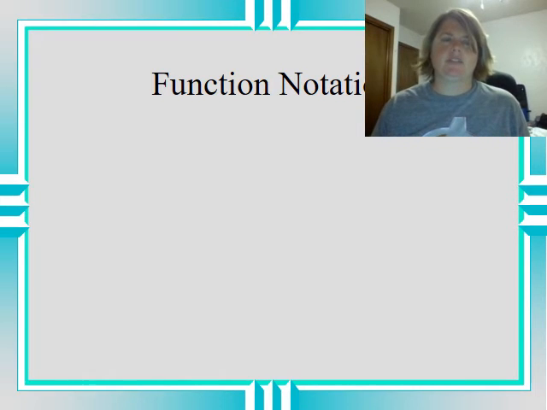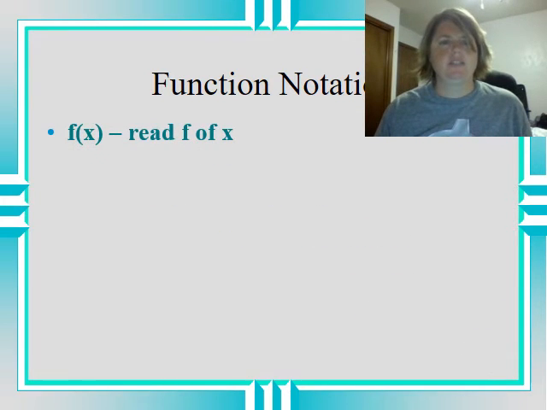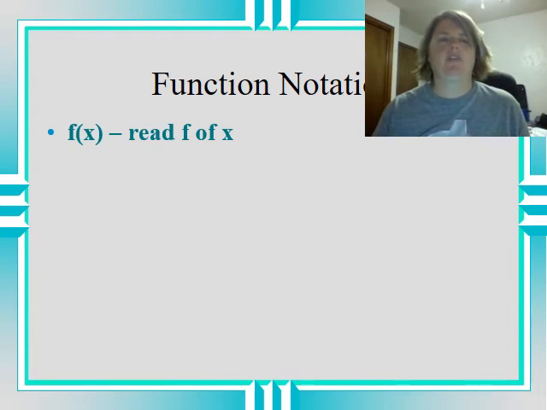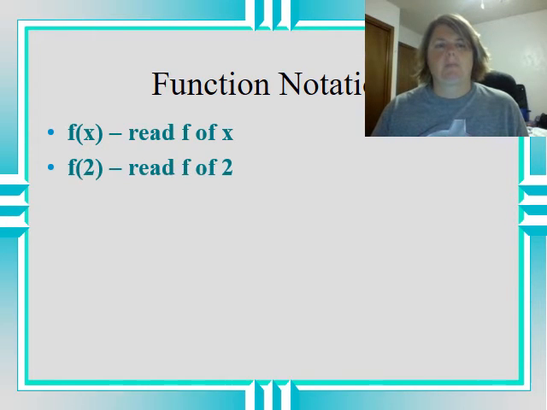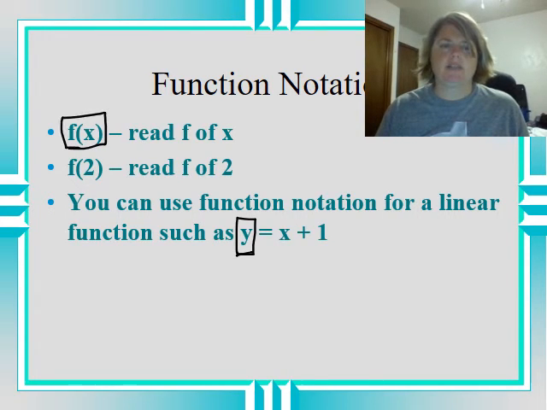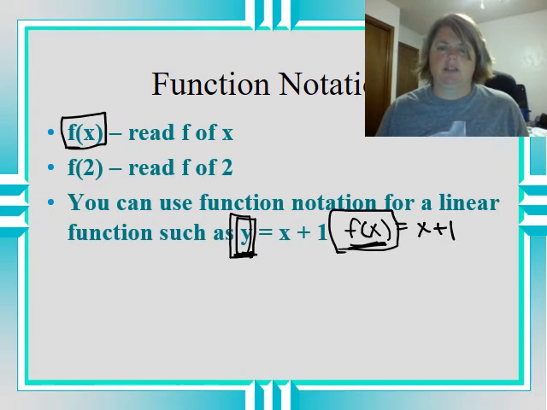All right, so now let's look at function notation. This is f of x. So this is used for function notation. We'll see this throughout the year, f of x. All right, so when the x has a number, this is now f of 2. All right, so you can use function notation for a linear function such as y equals x plus 1. The y and the f of x mean the exact same thing. They're interchangeable. So this also could say f of x equals x plus 1 because y and f of x are exactly the same thing. They mean the same thing.